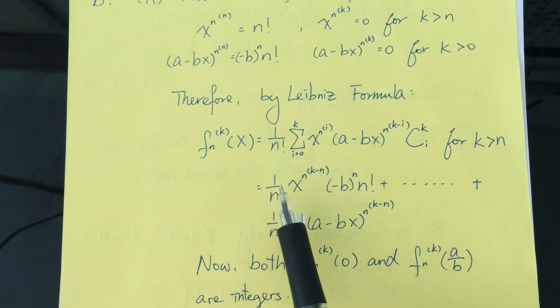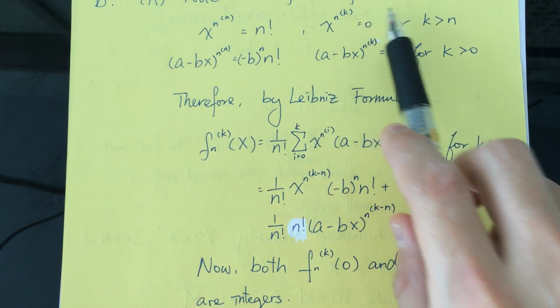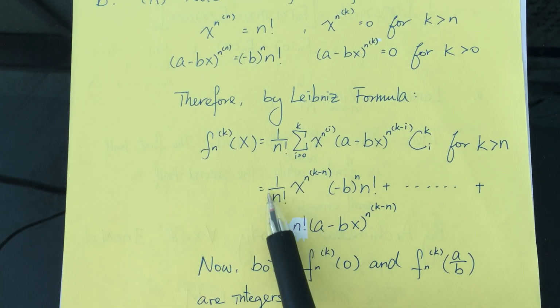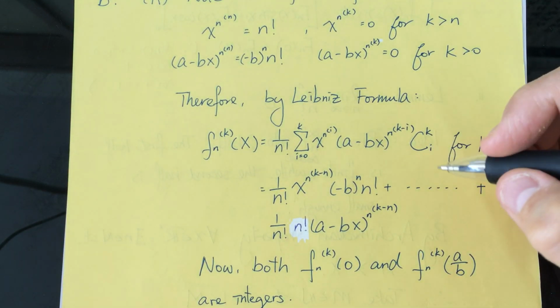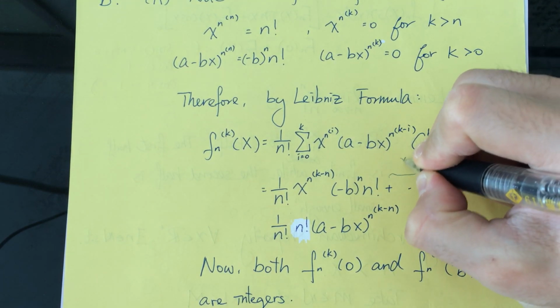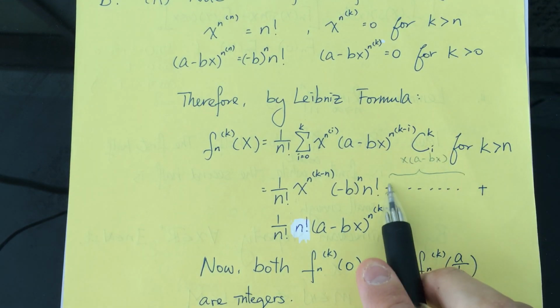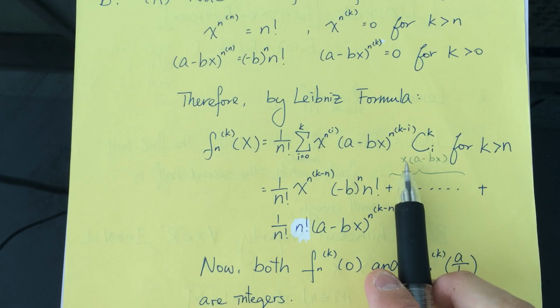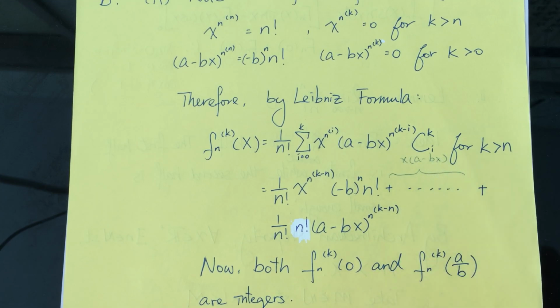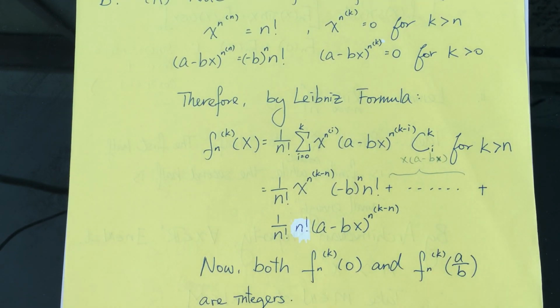That just means for some terms, because the derivative order is too large, they will vanish. So it starts from this term and ends with this term. The middle terms I do not write, because they consist of the factors x multiplied by (a minus bx). So this is what you need to know. We do not need to write them explicitly.